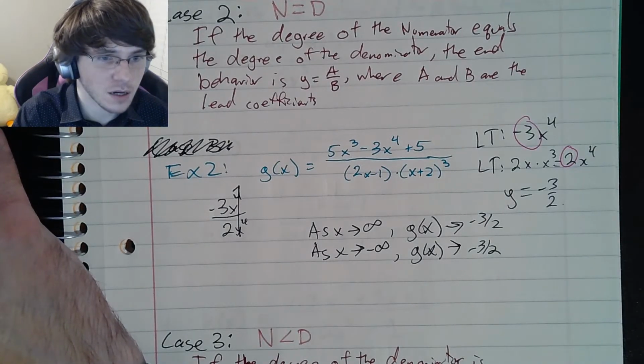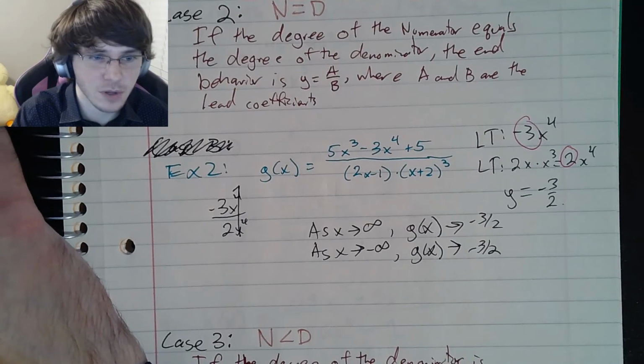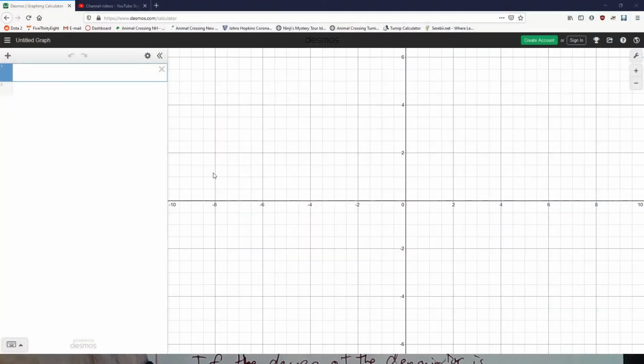If my Open Broadcaster Software will let me switch. Okay, there I am. Goodbye, my face, and hello, graph. So we're going to go ahead and graph this guy. We're graphing g of x. I'm literally typing it in as it appears. In order to do that, you're going to want parentheses around the top and bottom.